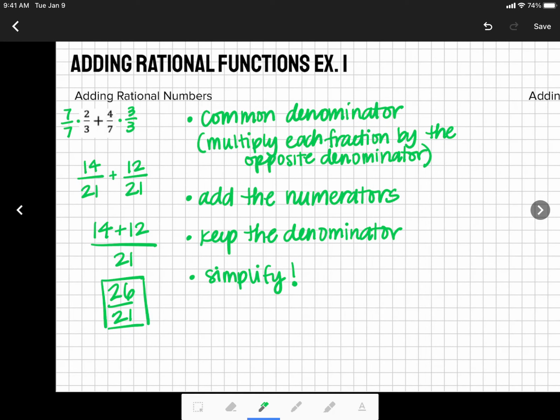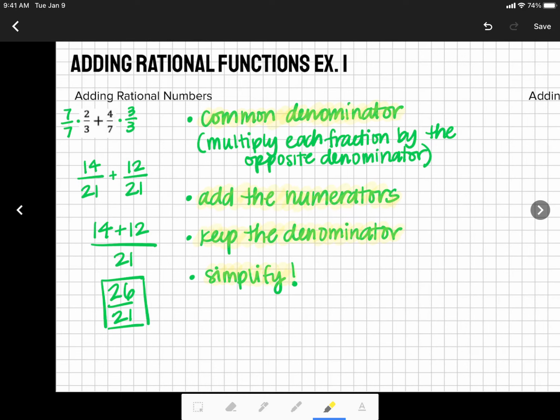So let's run through these steps once more because we're going to try them with functions in just a bit. First, I'm establishing and finding a common denominator. This means I need to multiply each fraction by the opposite denominator to get that common denominator. So I create the common denominator. Then I need to add the numerators. I don't really touch the denominator after that first step. All I do is add the numerators, keep the denominator intact, and if there is a chance, I'm going to simplify. And you'll see that when we're using functions, there'll always be a chance to simplify.